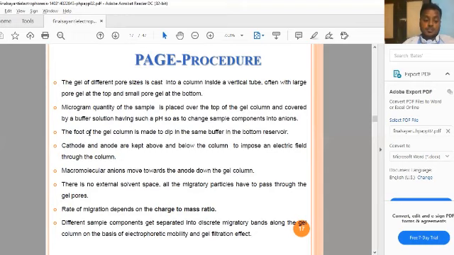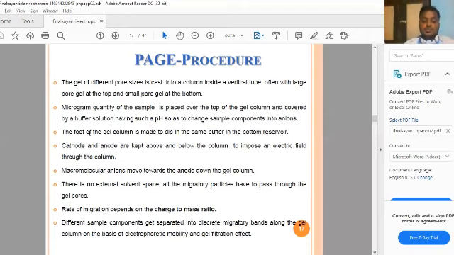And the seventh step, you have to note that there is no external solvent flow here. While migrating, the particle has to pass through the gel pores, and the rate of migration depends upon the charge to mass ratio. The different sample compounds get separated into discrete migratory bands along the gel column on the basis of electrical mobility and gel filtration effect.